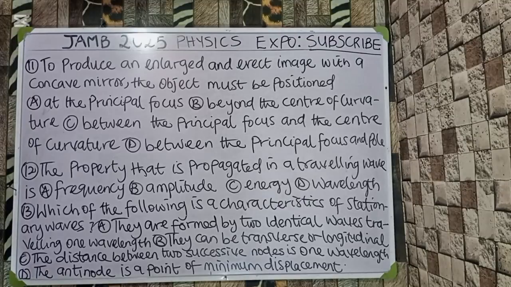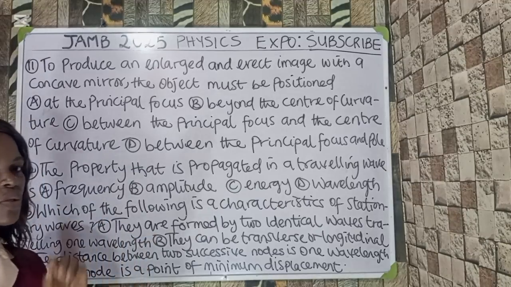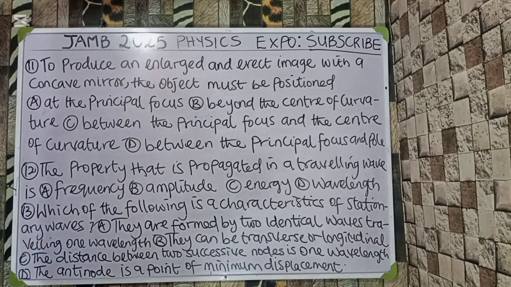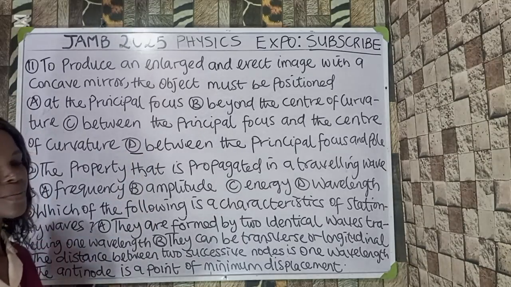Question 11. To produce an enlarged and erect image with a concave mirror, the object must be positioned: option A, at the principal focus; option B, beyond the center of curvature; option C, between the principal focus and the center of curvature; option D, between the principal focus and pole. Now, for us to produce an enlarged and erect image, that means the image must be virtual. And for you to produce a virtual image, the object must be placed between the principal focus and the pole. So the answer is option D.